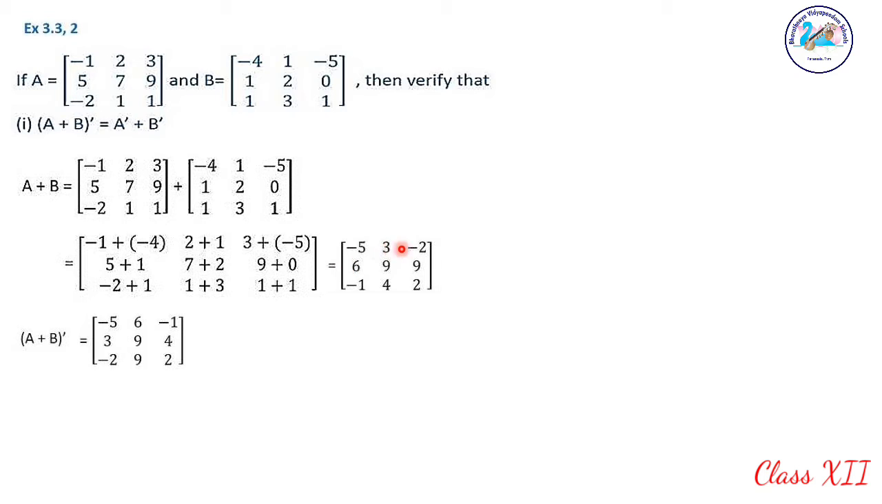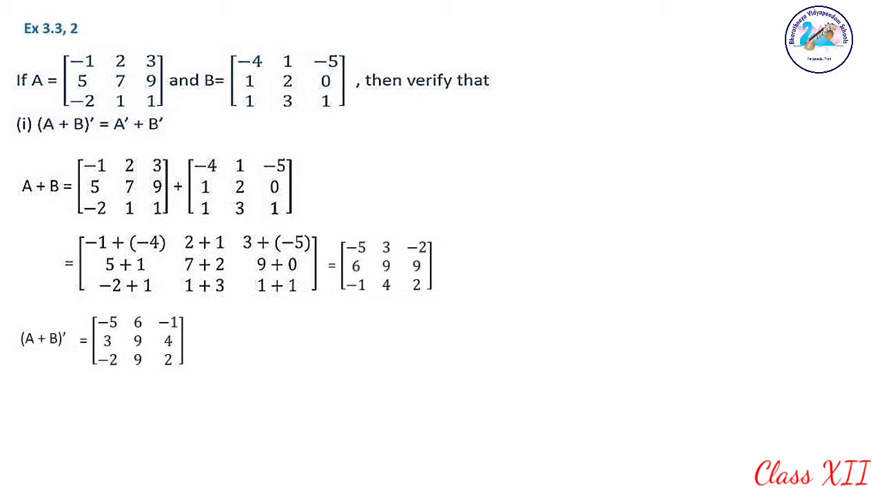5 3 minus 2, that is the first row. It comes as first column. 5 minus 3 minus 2. 6 9 9, that is the second row. That comes as second column here. Minus 1 4 2, third row, that comes as third column here. So this is our left hand side, A plus B the whole transpose.